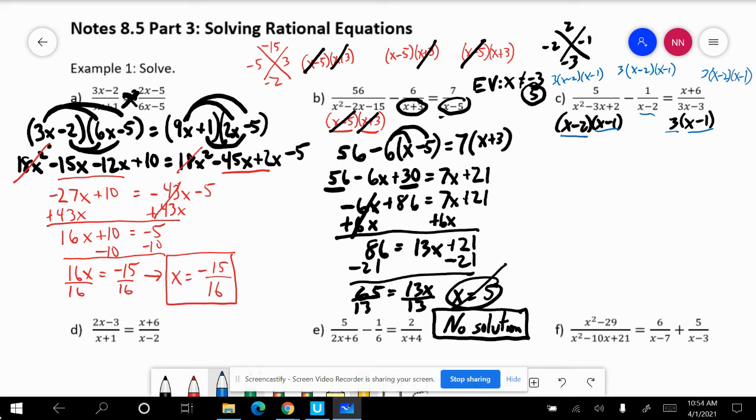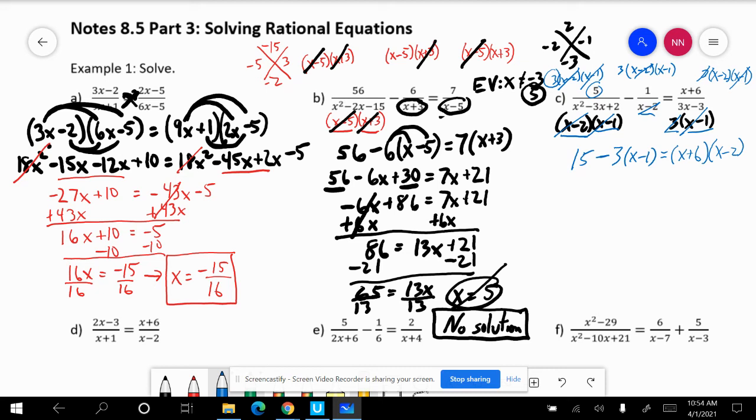For the first term, we cancel the x minus 2's, the x minus 1's. 3 times 5 gives us 15. For the second term, the x minus 2's cancel. 3 times 1 is 3, and then we have the x minus 1. And for the last one, the 3's cancel, the x minus 1's cancel. So what we have is x plus 6 and the x minus 2.